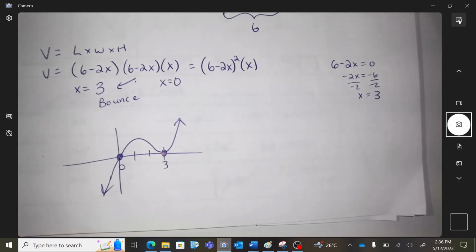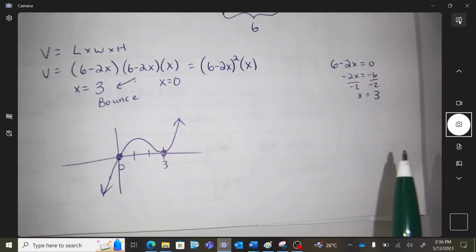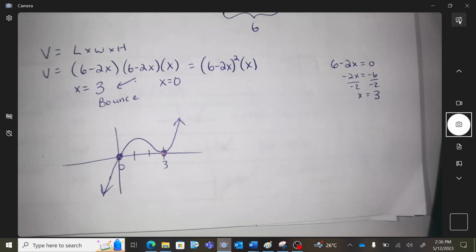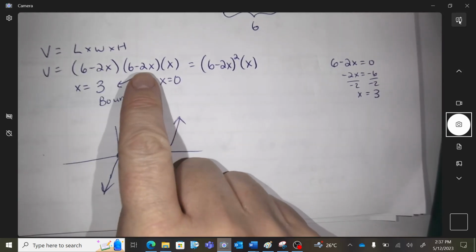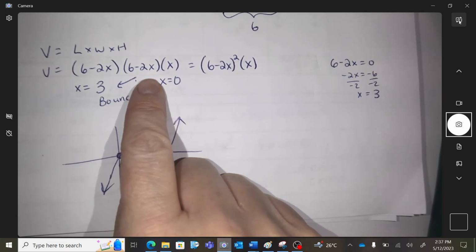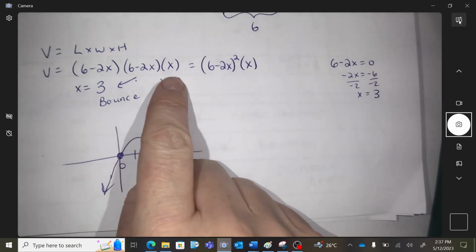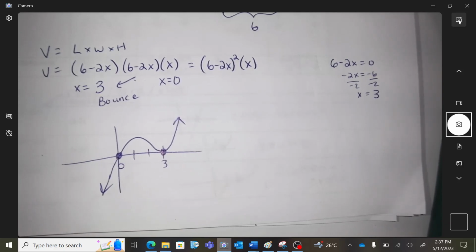Going the other way for the 3, because it shows a positive, so I'm going to become negative on the graph. If I multiplied this out, it would end up being positive x cubed. Here's why: because this one has a negative 2x times a negative 2x, so I'm positive, times another x, still positive. So that's where I'm getting the positive from. Model with a graph, done.